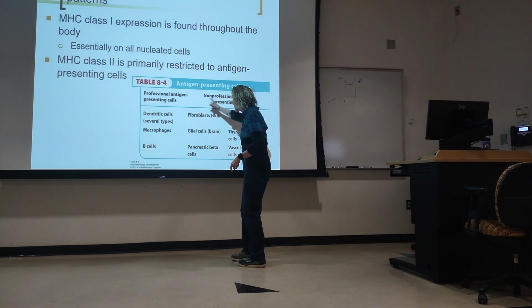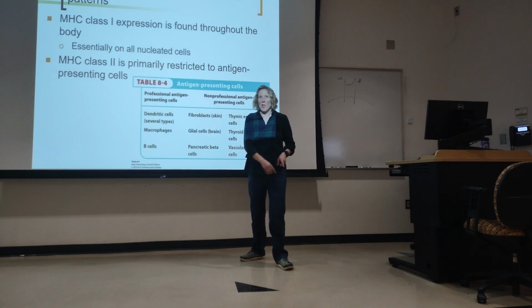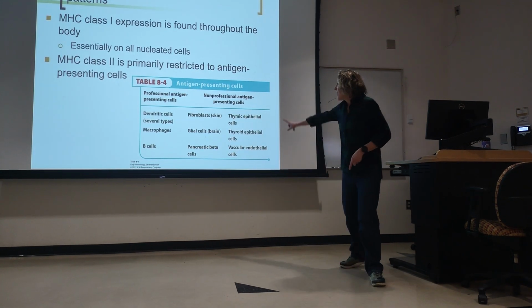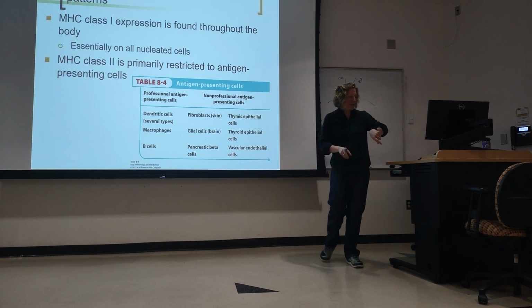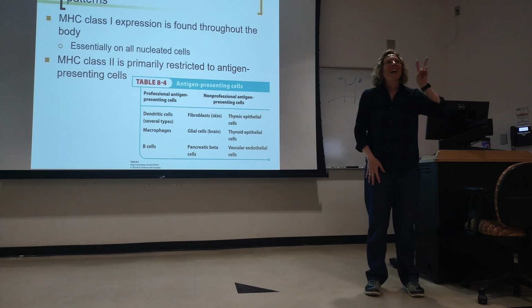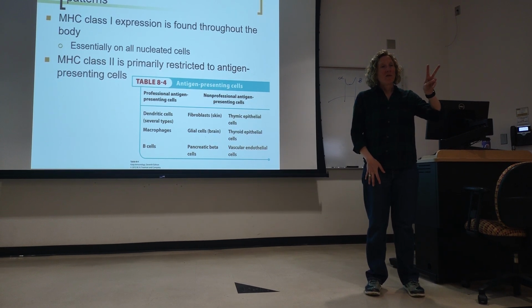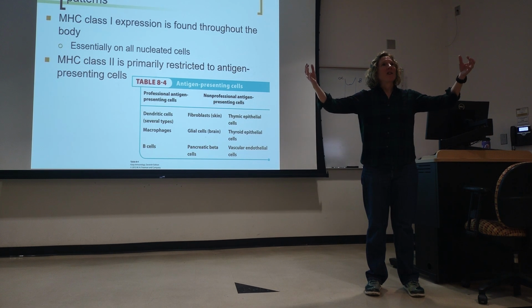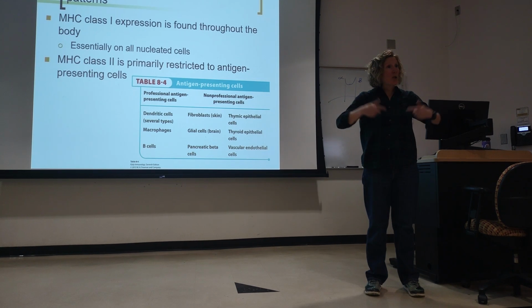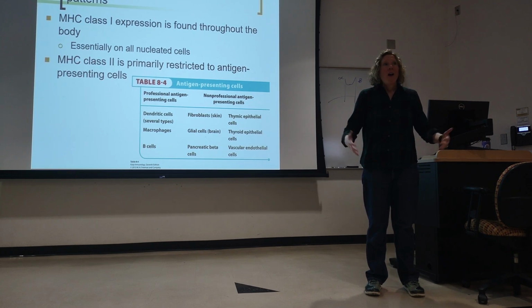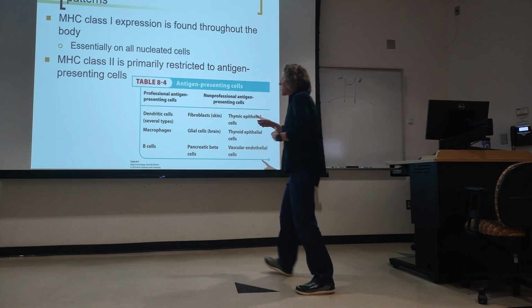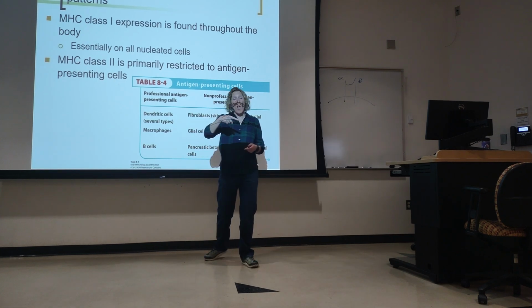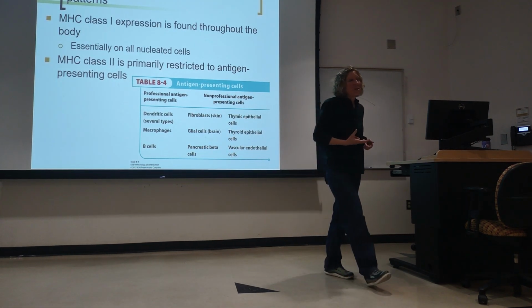Here are some other examples of non-professional antigen presentation cells. These cells can often do antigen presentation through both class 1 and class 2 receptors. So here's an important thing for us to remember. All nucleated cells in our body have class 1 receptors and can show internal antigens. Is a macrophage a nucleated cell? Is a dendritic cell a nucleated cell? So all of your professional APCs have class 1 and class 2 receptors on their surface.